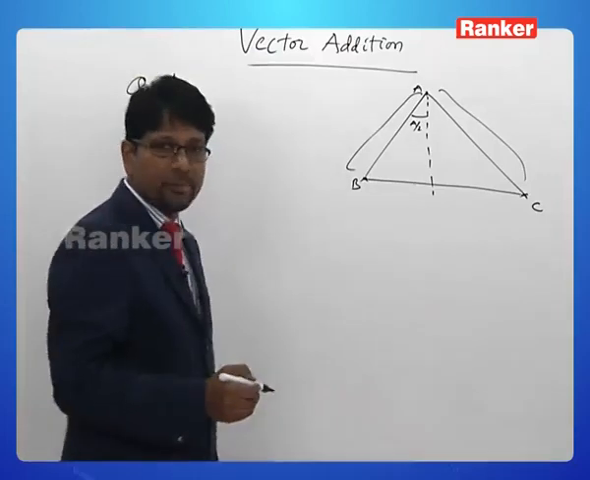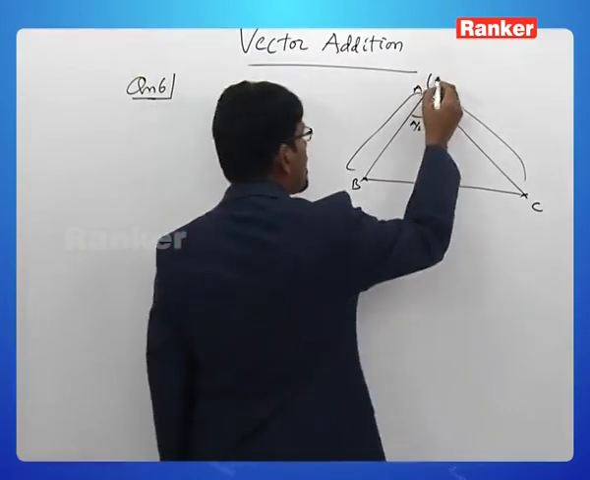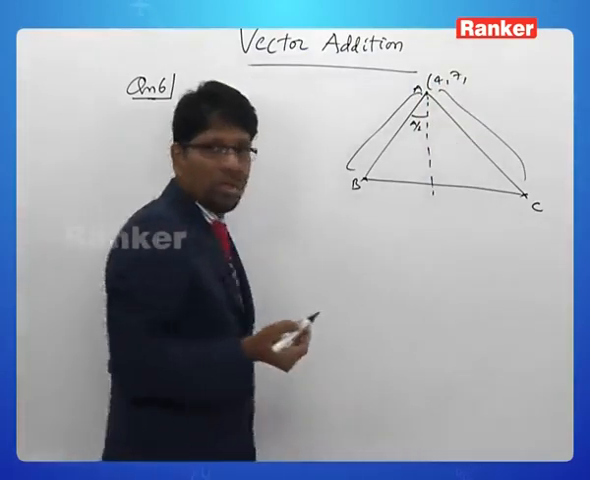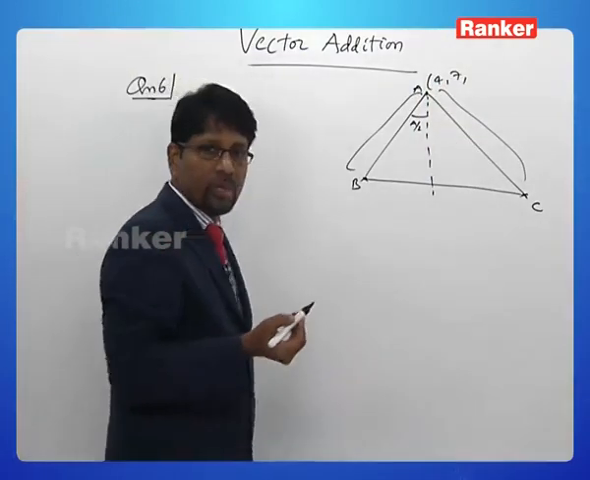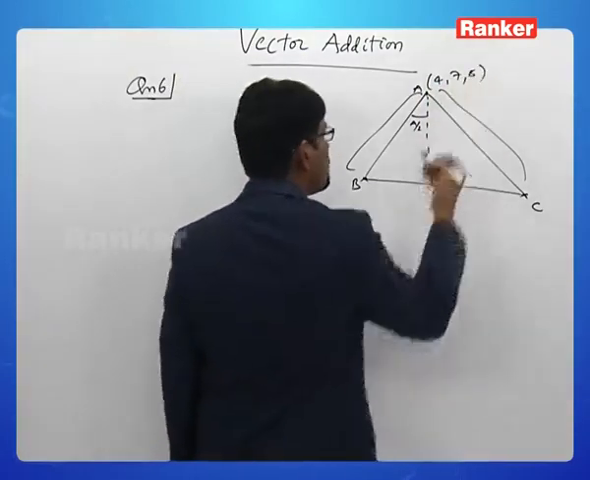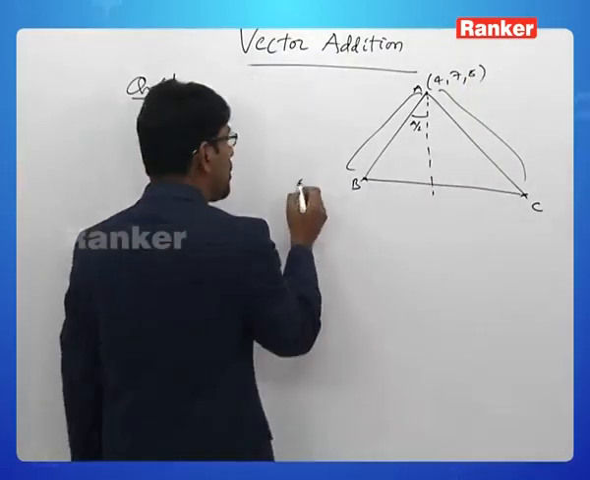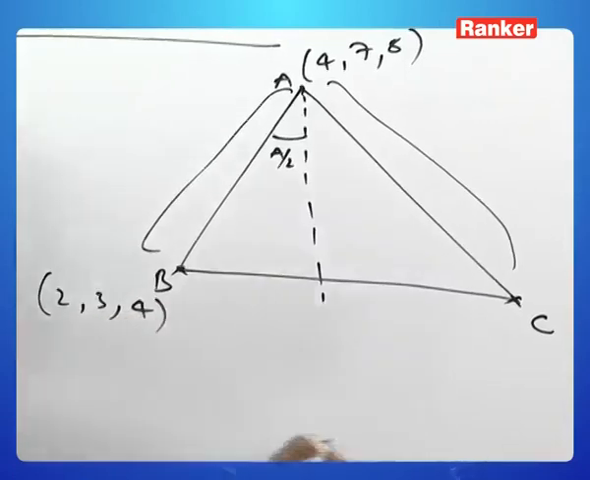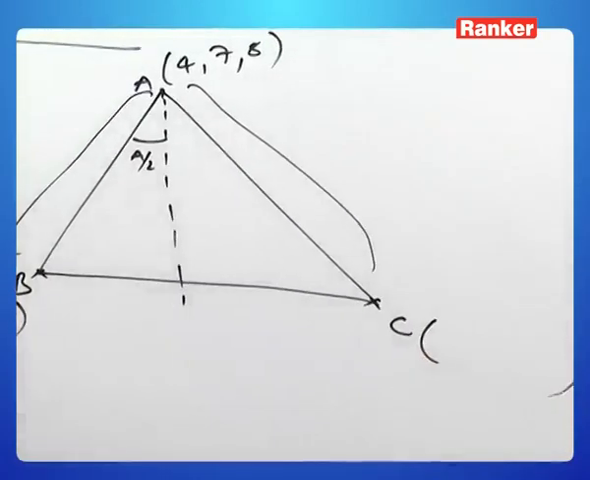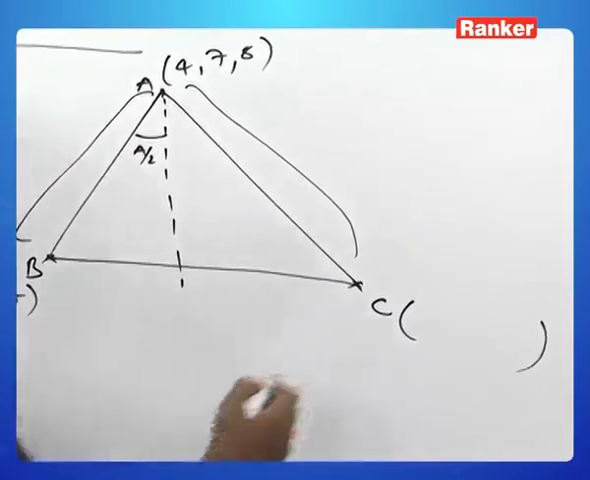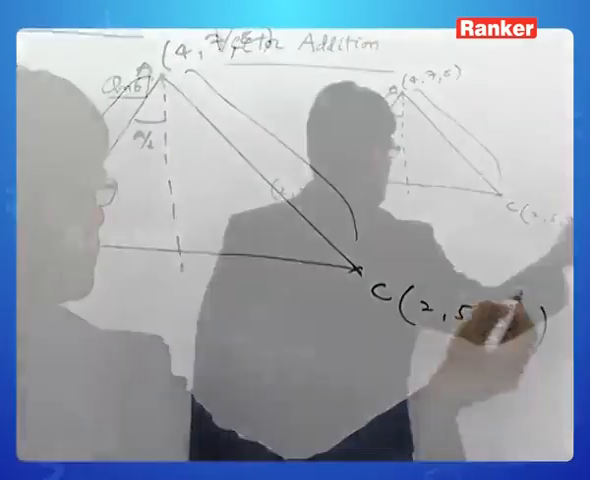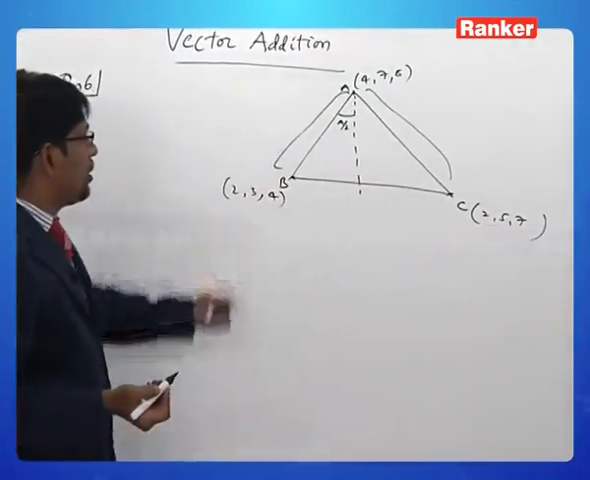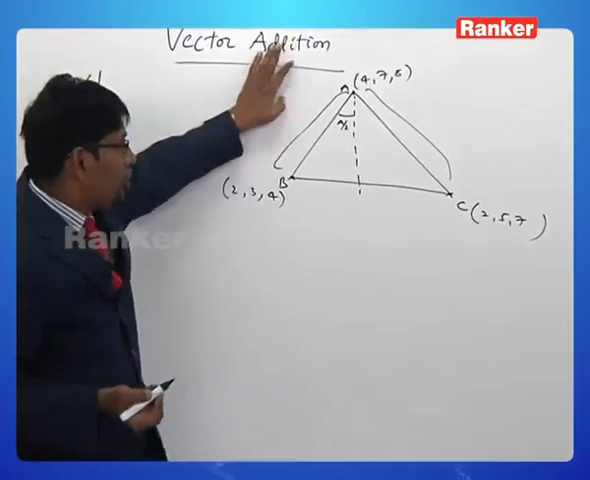Now what is A? A is (4, 7, 8), I am writing it in the coordinate form. B is (2, 3, 4). And the point C is given by (2, 5, 7). What is the magnitude of AB?